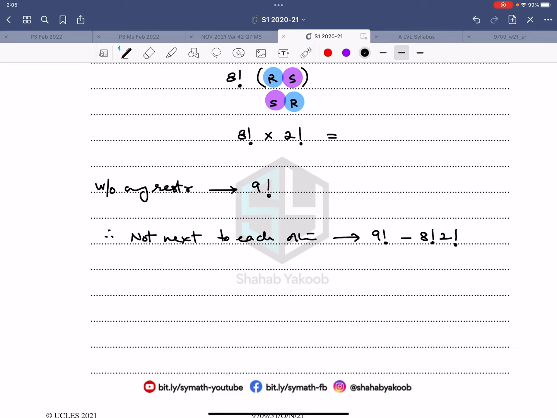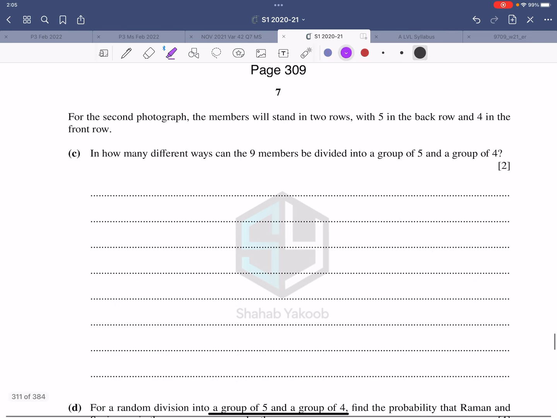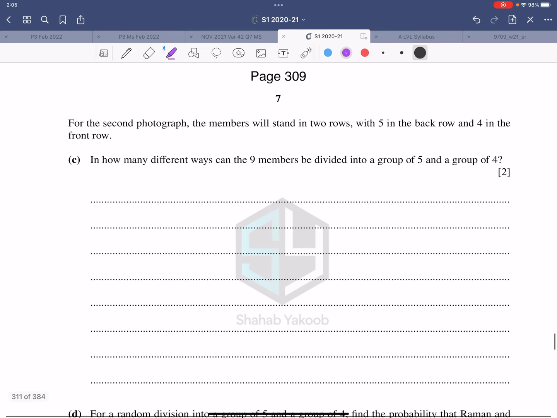Now we are looking at the third part. What is the third part? The third part is, and there is a fourth part also. So now it says for the second photograph, the members will stand in 2 rows, 5 in the back, 4 in the front. 5 in the back and 4 in the front row. So let me make 2 rows. This is row 1 and the back is a little bit bigger, that's 5 places.